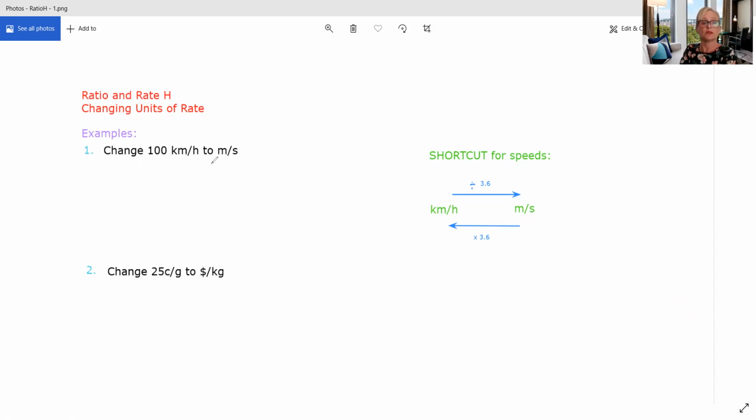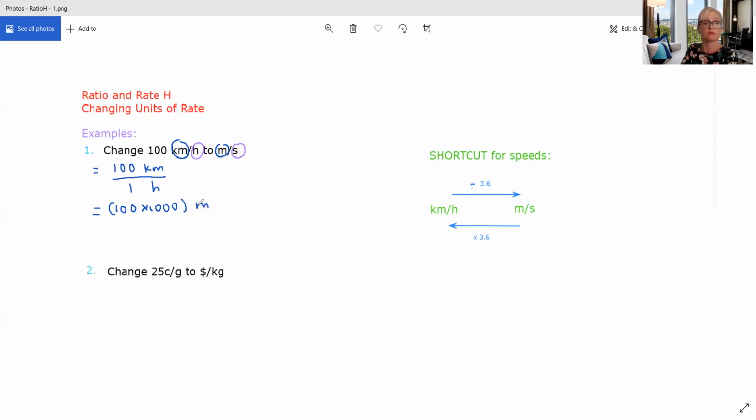If I wanted to convert 100 kilometres per hour into metres per second, my first step is I say 100 kilometres per hour is 100 kilometres in 1 hour. Then I say, okay, well, I want the kilometres to be changed into metres and I want the hours to be changed into seconds. How do we change from kilometres to metres? You multiply by 1,000. So that's changed that into metres.